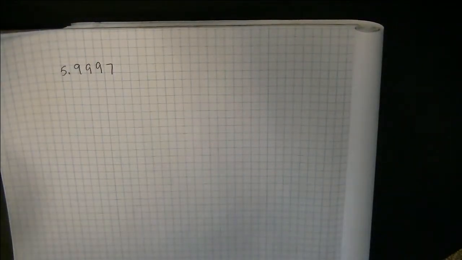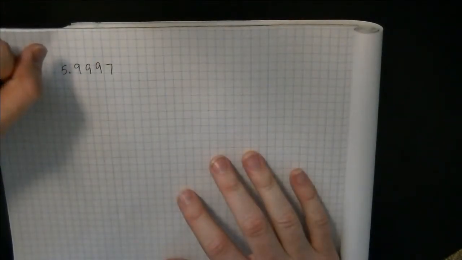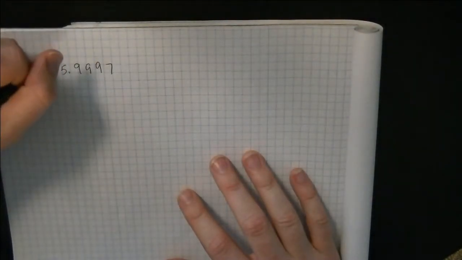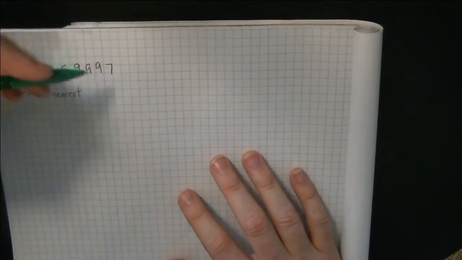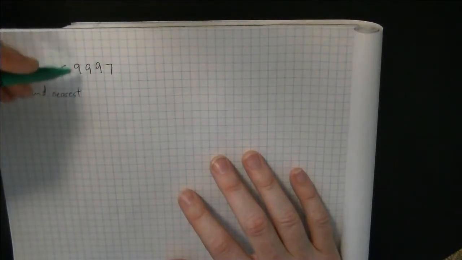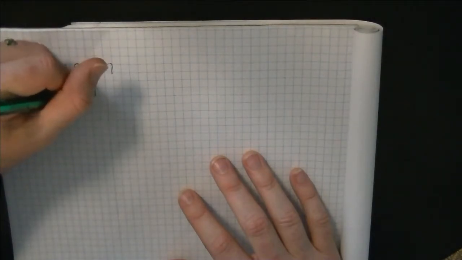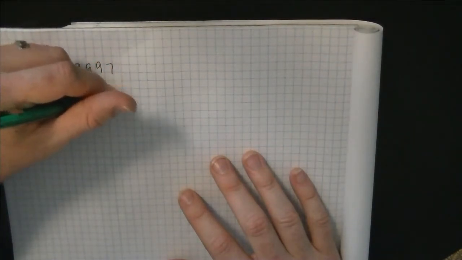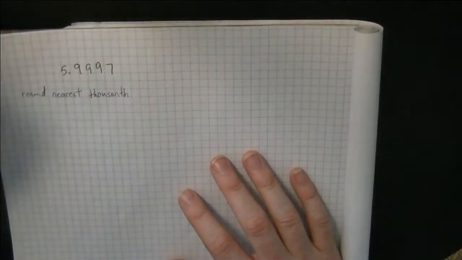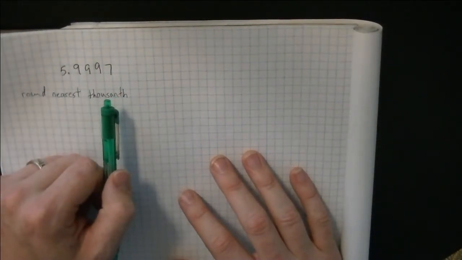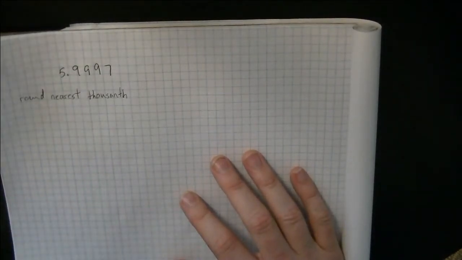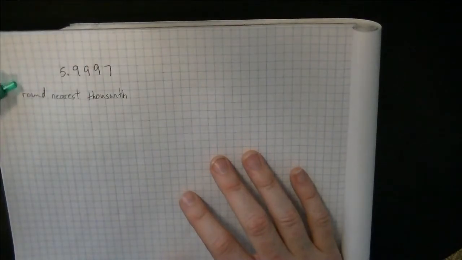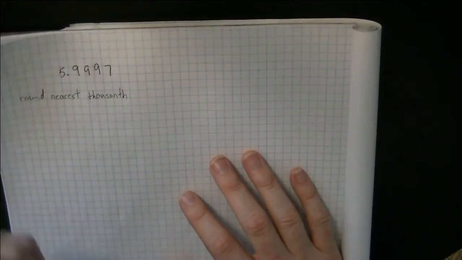Okay, and I want to round to the nearest, let's say, thousandth. Okay, notice I'm saying thousandth here. If I said round to the nearest thousand, then the answer to this would be 0, right? Because 1,000, that's a big number. So just be careful with that.